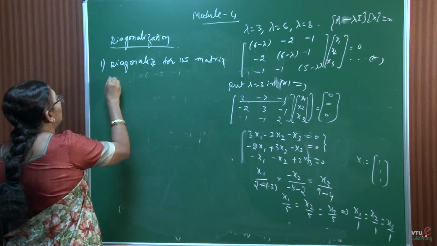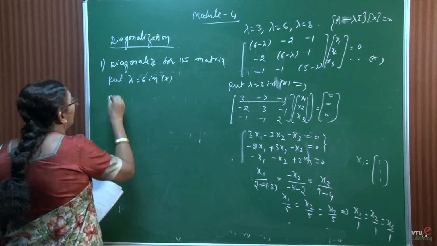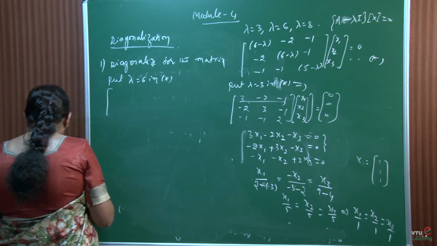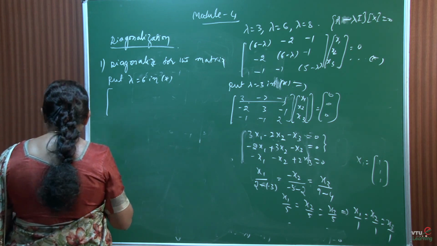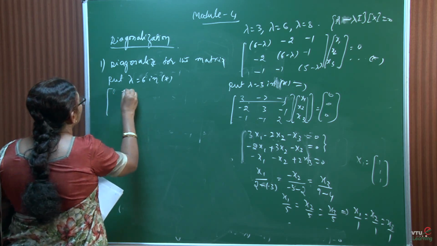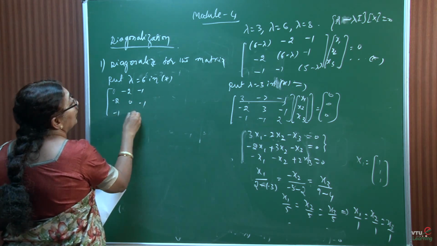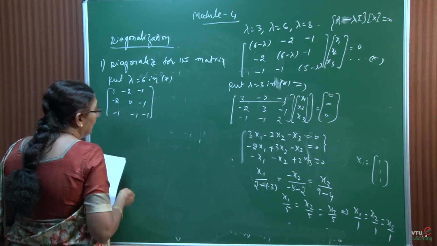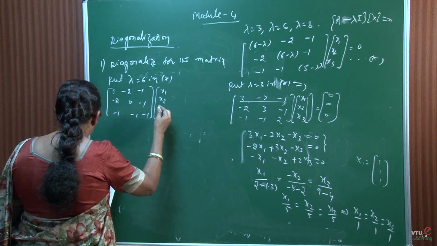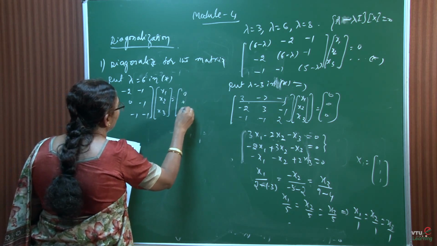Now I have to put lambda equal to 6 in star. What do we get? 6 minus 6 is 0, minus 2, minus 1, minus 2, 0, minus 1, and then minus 1, minus 1, and 6 minus 5 minus 6 is minus 1. Take X1, x2, x3 and observe carefully. This must be equal to 0, and 0 can also be written as a 0 column.